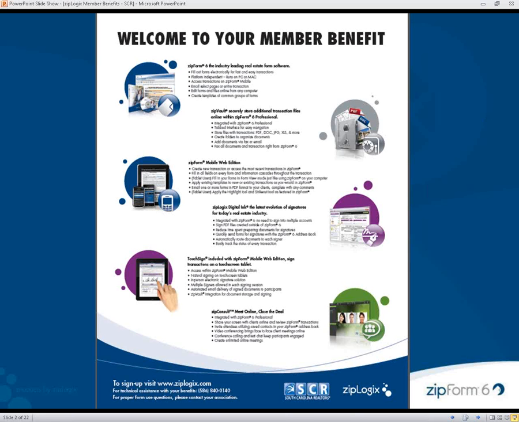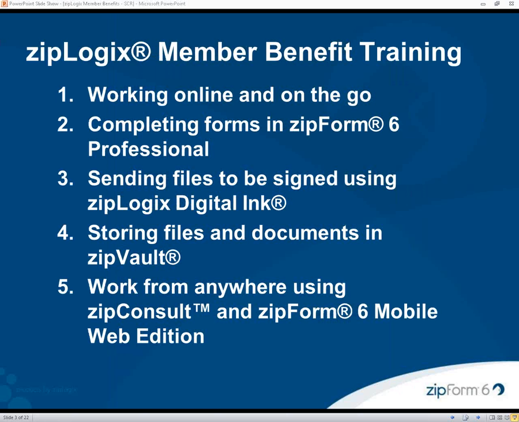And in our webinar series, we're going to be going over each of these benefits and learning more about each one. So in today's training, we're going to take a little bit of time talking about working online and on the go. We're going to talk about completing our forms in zipForm 6 and sending those files to be signed. We're first going to talk about sending them to be signed using zipLogix Digital Ink, because that's the one you use if you're at your computer and your client is at their computer. We're also going to talk about storing our files and documents inside zipVault.